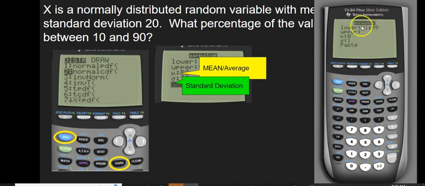All right, so our lower limit, we want between 10 and 90. So our lower limit is 10, our upper limit is 90. That funky looking mu there represents the mean, so we have a mean of 50. Standard deviation is this funky looking little sigma thing, so our standard deviation is 20. So the probability is 0.95, or 95%.